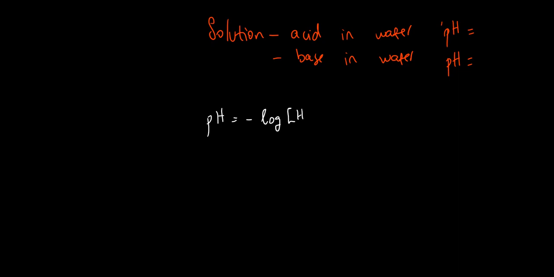Now we have a formula to calculate pH, which is this: negative log concentration of H3O plus. Right. So let's understand the following. It's negative log. Now here, those square brackets, in chemistry, they mean concentration of.